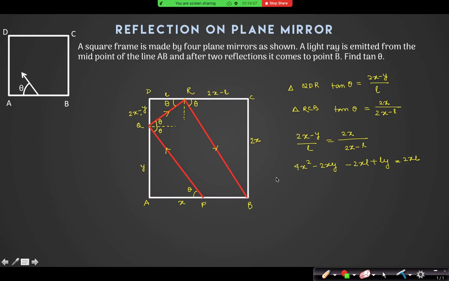If this angle is theta, this angle will also be theta. So tan theta is 2x by 2x minus L. And from here also you can say tan theta is equal to 2x minus y, if this is x, this is y, this is 2x minus y, divided by L. And also from this triangle AQP, I can say tan theta is equal to y by x.